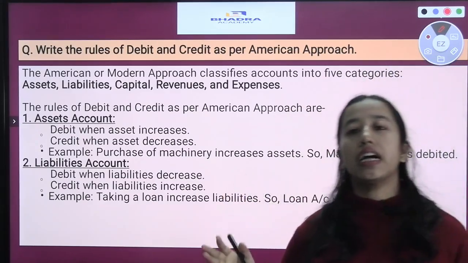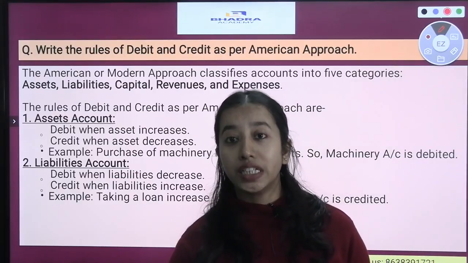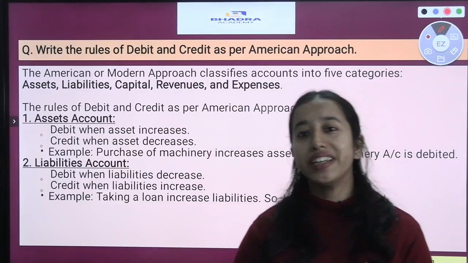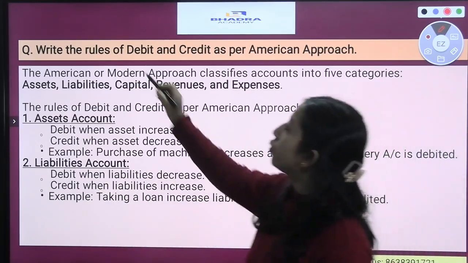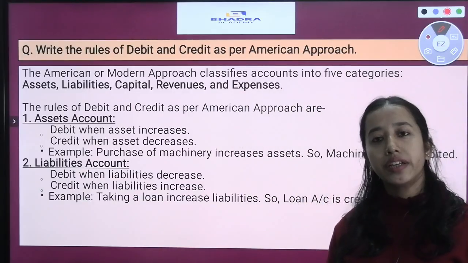In accounting there are various approaches to record transactions for businesses. That means for the process of accounting there are different approaches. In this question, it is asked about the rules of debit and credit as per the American approach. So what is the American approach?